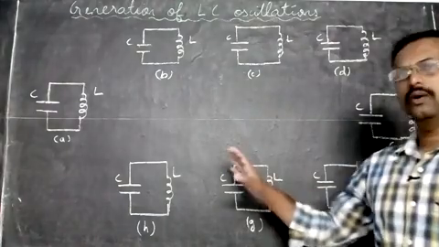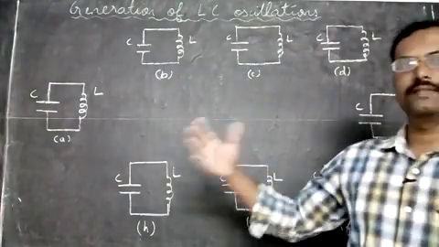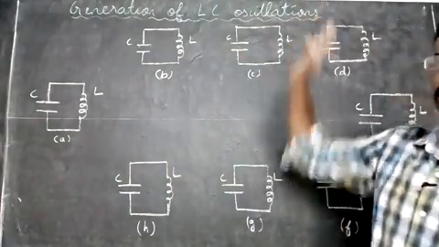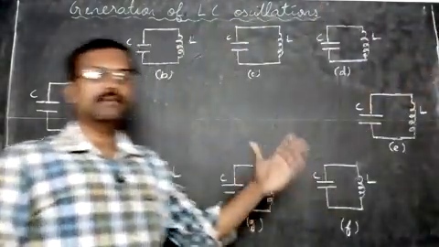Let us now study how an LC circuit will produce waves. That is the LC wave, the oscillations there. That is the generation of LC oscillations. So inductor, capacitor, that is LC.